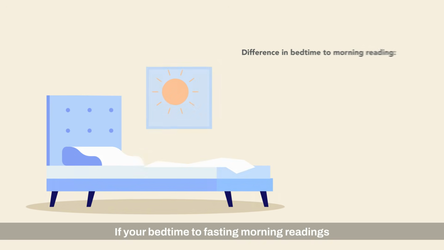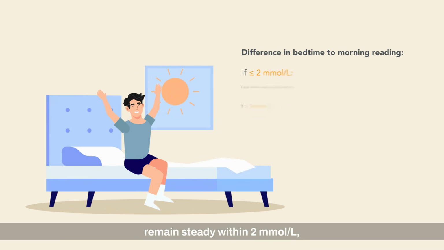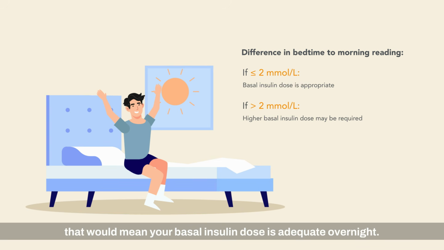If your bedtime to fasting morning readings remain steady within 2 millimoles per liter, that would mean your basal insulin dose is adequate overnight.